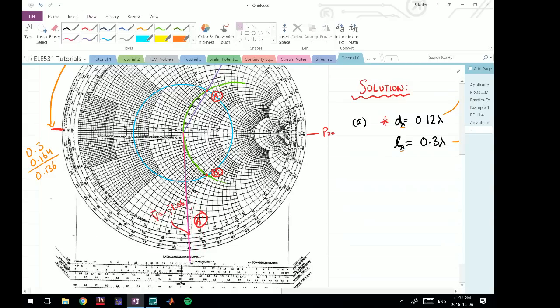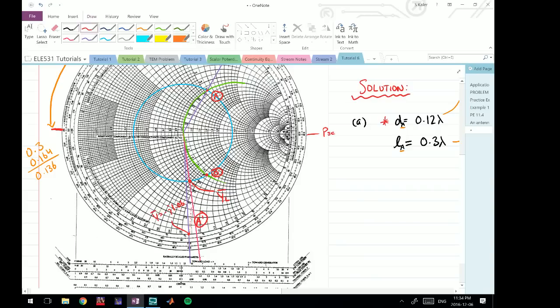0.13 is here. This is 0.132, 0.134, and we'll call this 0.136. Now, the intersection on the circle is our point of interest. Okay, and so I will draw a little line off and I'll call this YL. YL is the thing to note here.